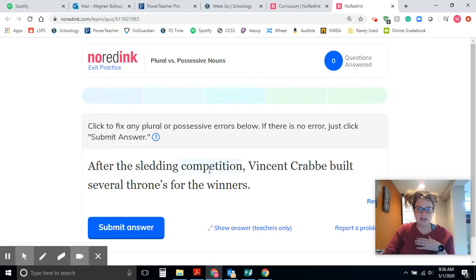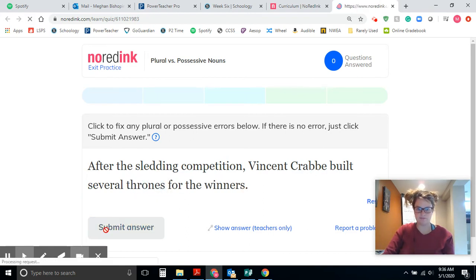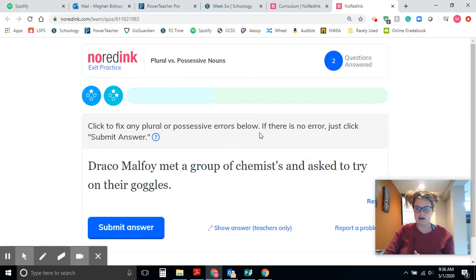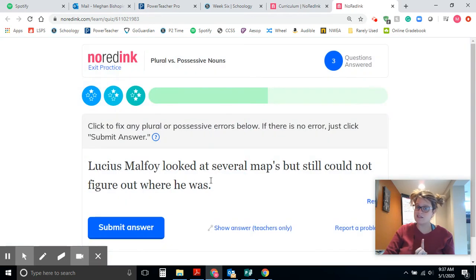So after the sledding competition, Vincent Crabbe built several thrones for the winners. I know that this apostrophe is incorrect, so I hit submit. And then it says level 1 is complete. Well, Lord Voldemort walks 5 dogs every morning. That's correct. The first couple levels are very easy in this, and it gets a little bit more difficult. Draco Malfoy's met a group of chemists and asked to try on their goggles. Good. Make sure you guys are reading the whole sentences because in this one, in level 3 or level 4, they trick you up. Lucius Malfoy looked at several maps, but still could not figure out where he was.